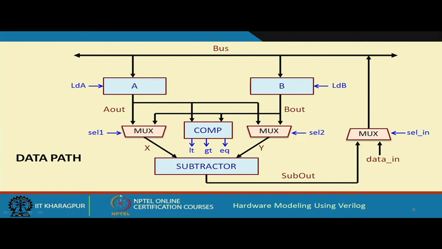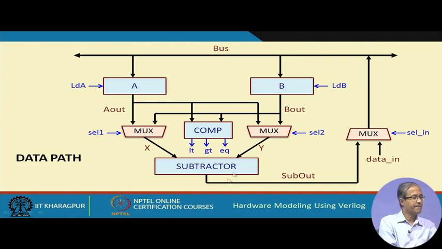So, let us see the overall data path as I have said. We will need two registers A and B to store our initial numbers. Then, as I said, we need a subtractor. The first input of the subtractor can be either A or B, that is why we have used a multiplexer with the inputs coming from A and also from B. For the other input also there is another multiplexer, with inputs coming from A as well as B.